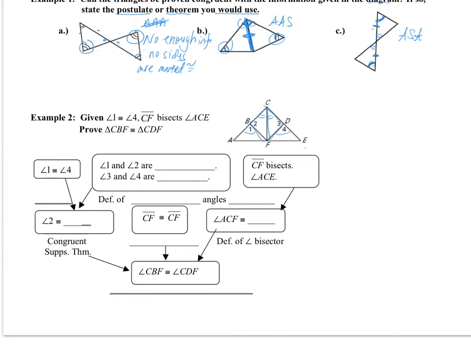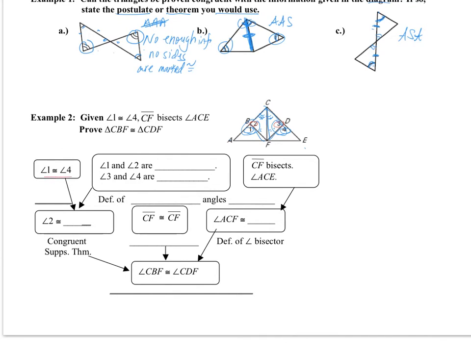Well, I'm going to analyze my picture here. I know these two angles are congruent to each other. And CF, these two triangles, which I want to prove congruent, share the side CF. And from here, I can tell that these two angles are supplements, and since angle 1 and angle 4 are congruent to each other, by the congruent supplements theorem, I can say angle 2 and angle 3 are congruent to each other. So let's begin.